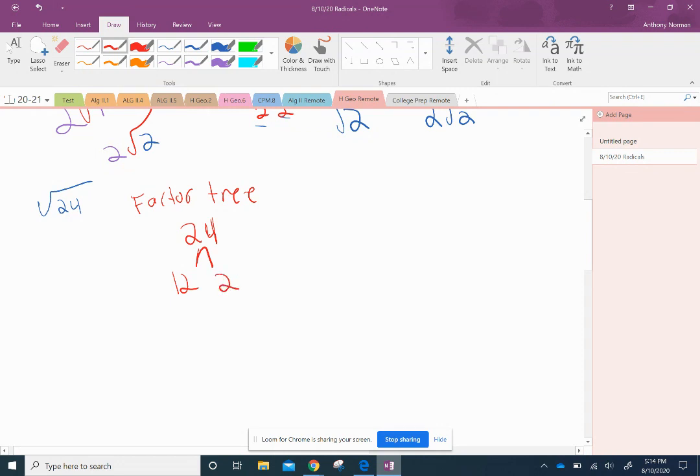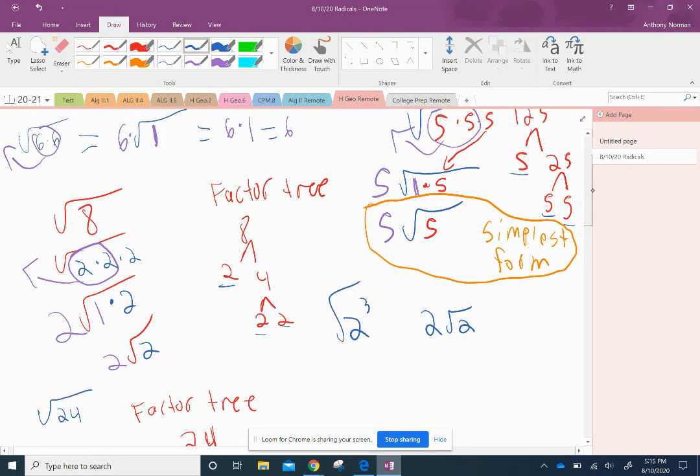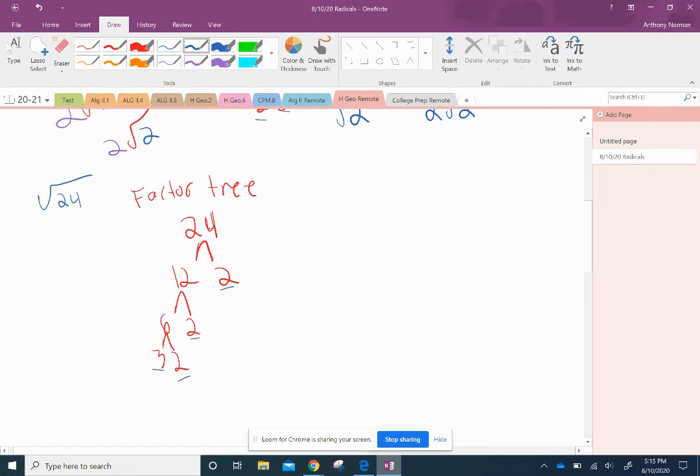Typically, the small factors go on the left. You can do it in either direction as long as you're consistent. 6 and 2, 3 and 2. So here are our leaves: 1, 2, 3 2s, and 1 3. Wait a minute. 3 2s. I think we did that earlier, with the square root of 8. So we know 2 square root of 2 is going to be somewhere in here. But for the sake of completeness, we'll write it out.